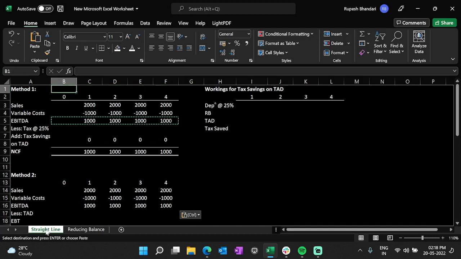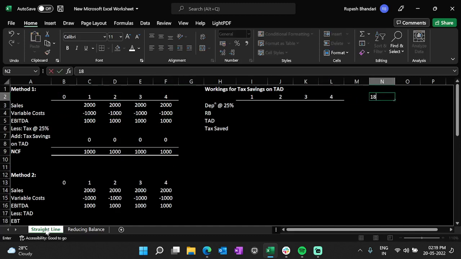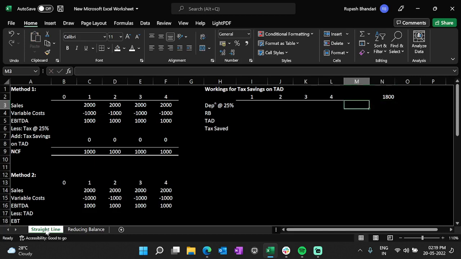But how do we compute it? Let's say the machine costs 1800. So the machine is costing us 1800. So what will be the depreciation for it? This is the basic layout. My focus is only on TAD today. That's why I have not increased the sales by any value or anything. So not adjusted for inflation or anything, because I just want to focus on TAD only.